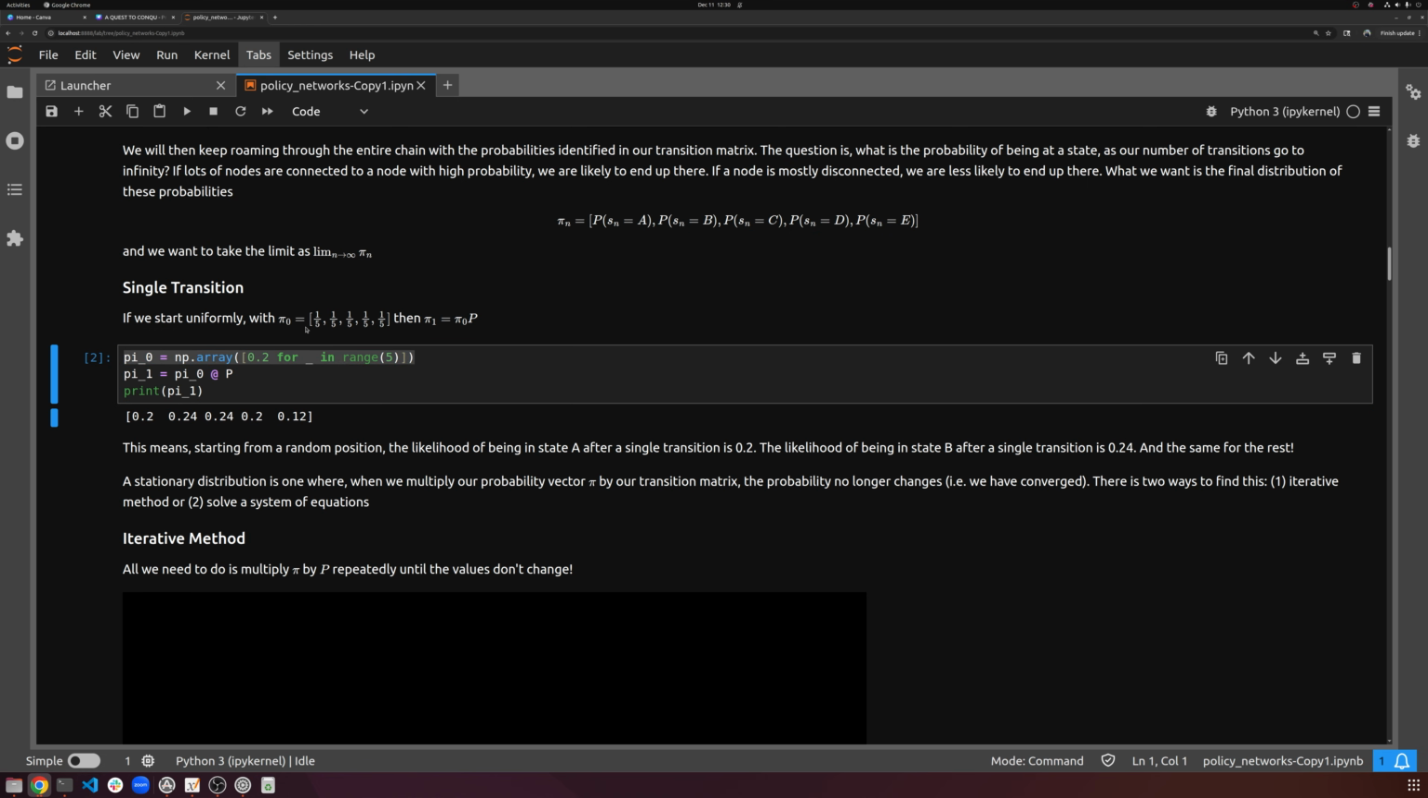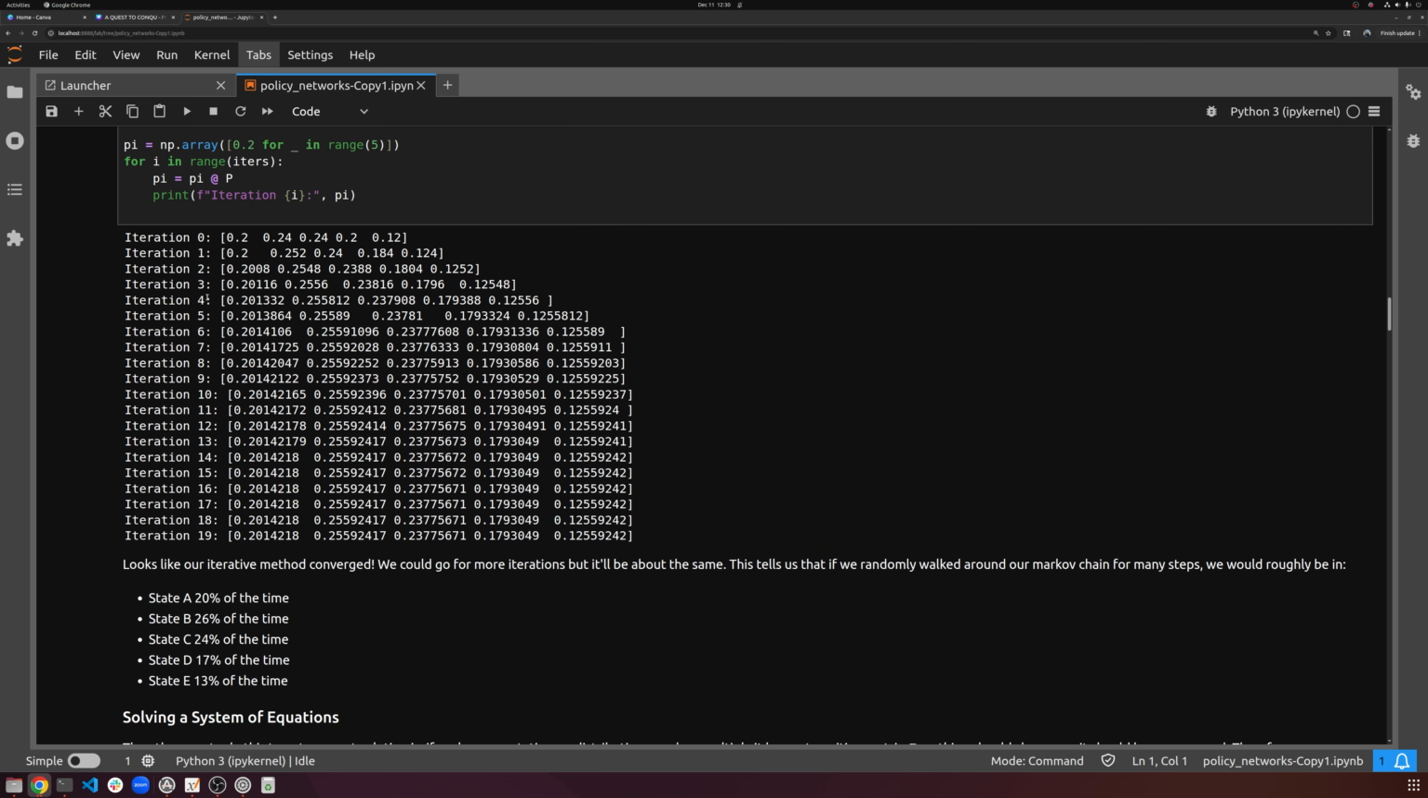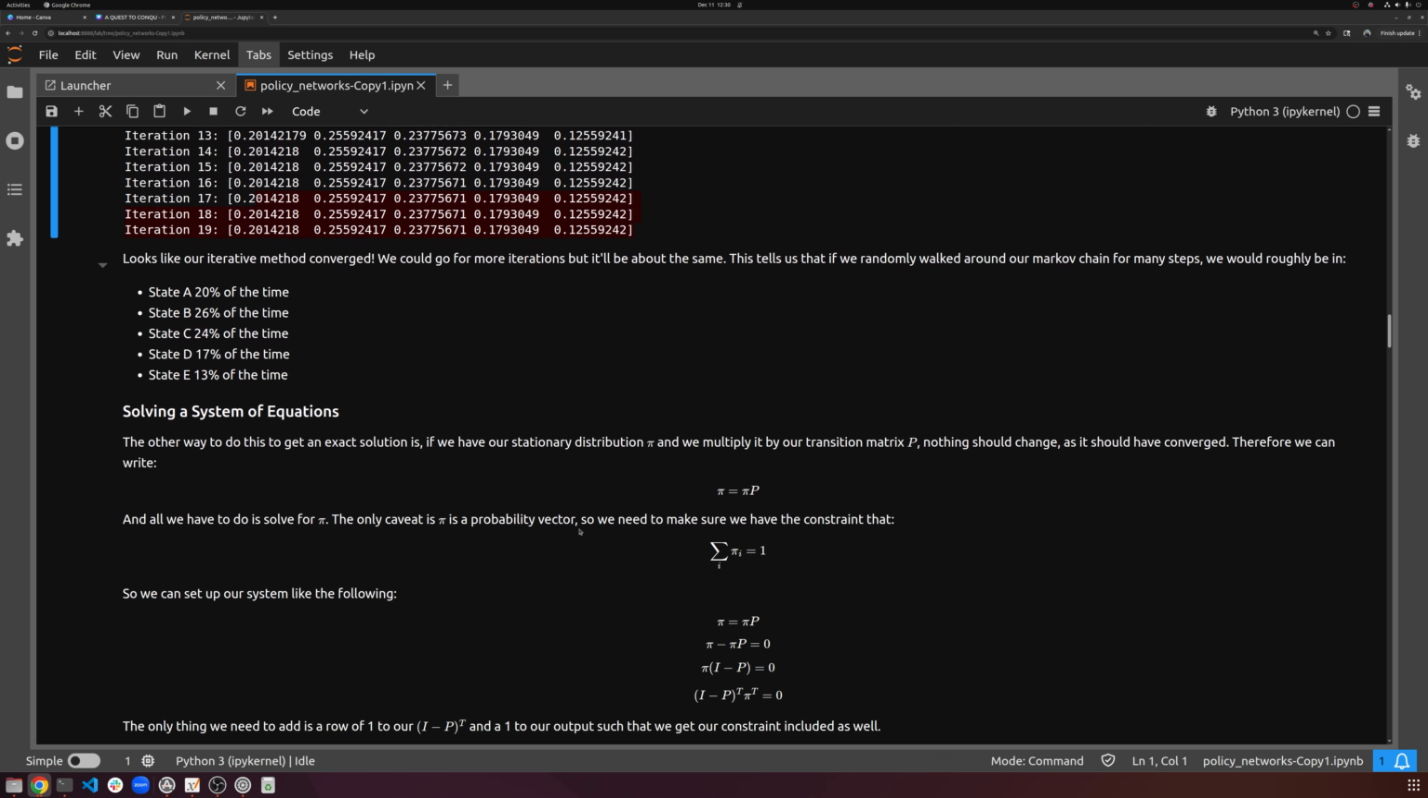So after I apply one step of transition, you can see that we're still 20% likely to be at the first state, 24% likely to be the second state, 24% likely to be the third state, so on and so forth. But if we keep doing this over and over and over again, do a bunch of iterations, you'll see that we'll essentially just converge, right? We'll converge to these probabilities. And these probabilities are our stationary distribution, right? What is the probability of being at a state given that you just take a bunch of steps through this system?